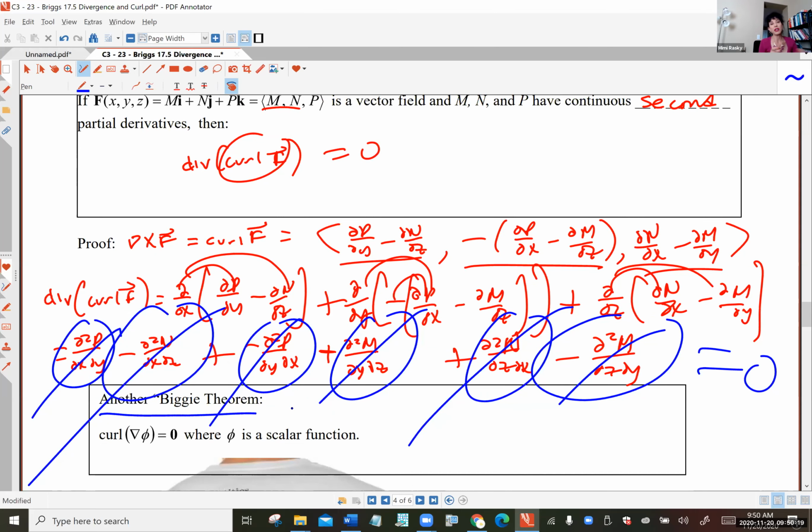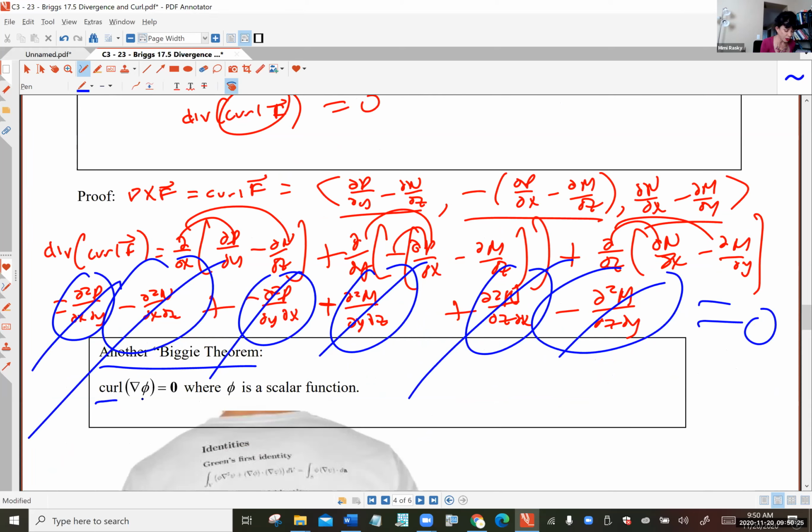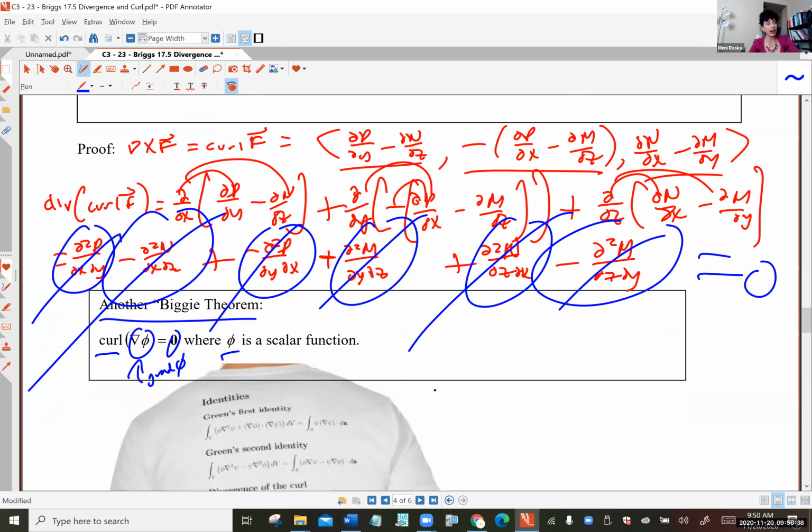So the second biggie theorem on how curl and divergence are related to each other is the fact that if you take the curl of a gradient, the gradient of phi, where phi is a scalar function, you will get the zero vector, which is kind of cool. That's a nice biggie. I'm not going to prove it, but you would also prove it using second partial equality.